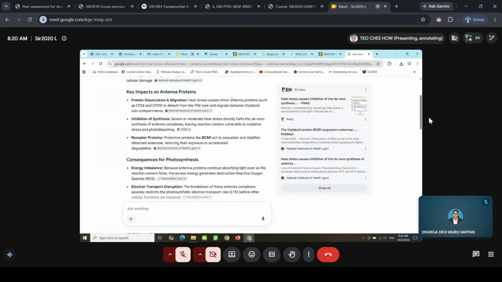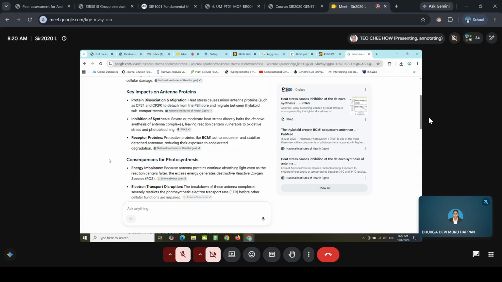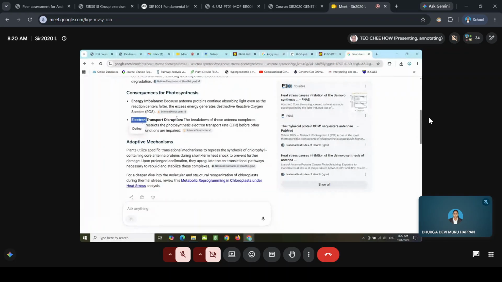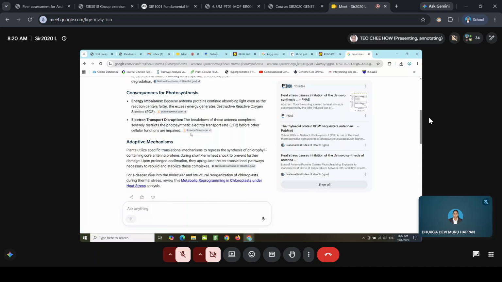And they provide some explanations why heat stress causes minor antenna protein to detach from PSII, and then what happens, right? So in here, you can read about, for example, this paper here. And the consequence on the photosynthesis will involve energy imbalance, right? And all others. Of course, check the paper, how photosynthesis responds to high temperature stress. So this is the kind of explanation you will provide in your discussion.